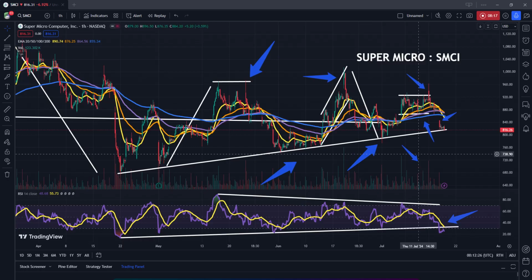And we're definitely in store for some more selling pressure throughout the semiconductor space and throughout the technology sector as a whole. So here's the current market analysis for Supermicro Computer Incorporated, stock ticker SMCI.